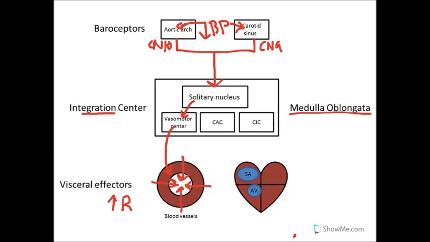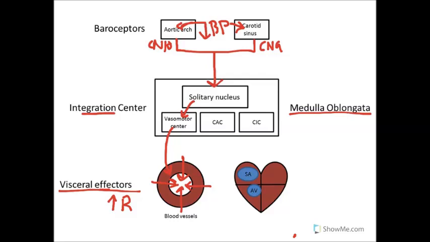So we're going to cause vasoconstriction around our body systems. And that's these visceral effectors who are carrying this out. Because remember, in every reflex that's going on, you have a sensor, an integration center, and an effector. And this will ultimately start to raise the blood pressure.